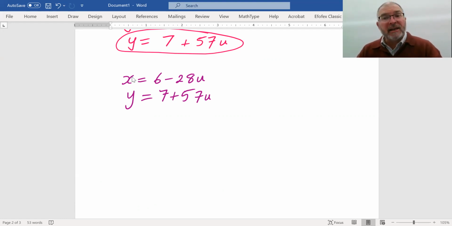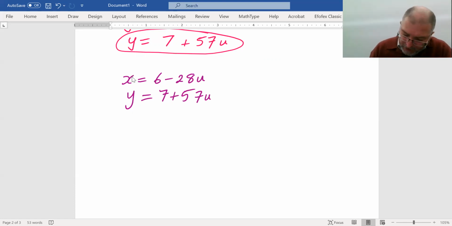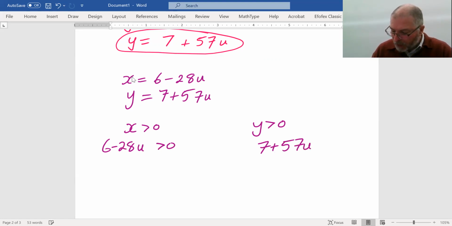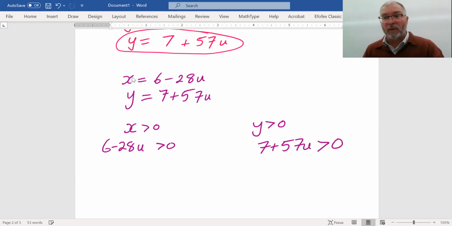And I want x and y to both be positive whole numbers. I don't want a negative number of buses. Remember, x is the number of 57-seat buses, and y is the number of 28-seat buses, and they've got to be positive whole numbers. I'm going to write that down here. x has got to be bigger than 0, and y has got to be bigger than 0. Now, x is 6 minus 28u, and y is 7 plus 57u, and they've both got to be bigger than 0.